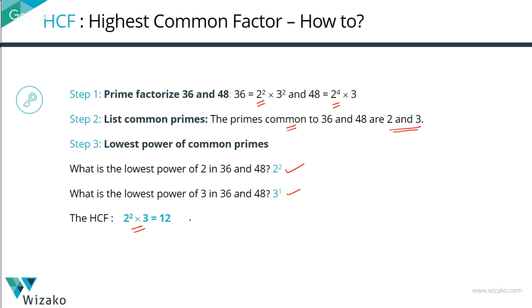Quick recap, 3 steps. Prime factorize the numbers. List down the prime factors. The HCF is nothing but the product of the common primes in their lowest power.